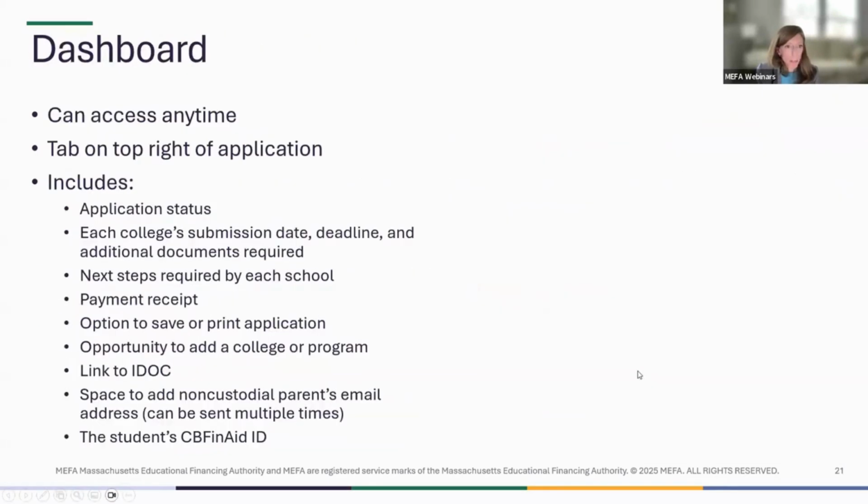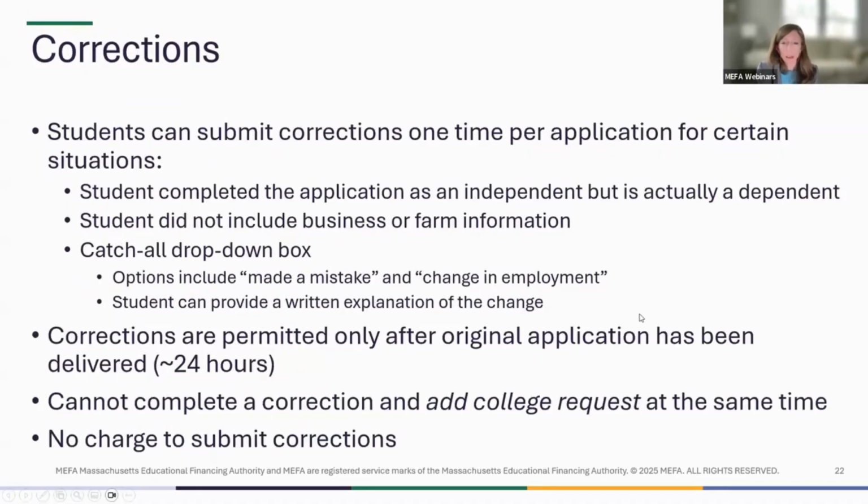And let me go back here. Sorry about that. The other thing you should know is if you made a mistake and you've already submitted 1 correction, you realize you need to make another correction, what you can also do is just send a note to all the financial aid offices as well.